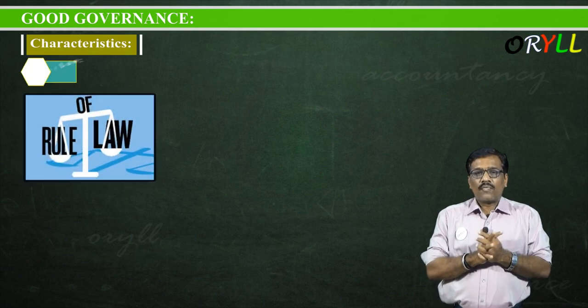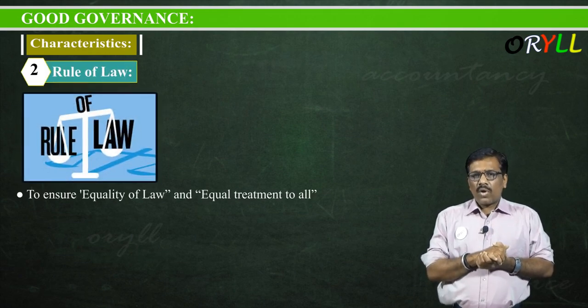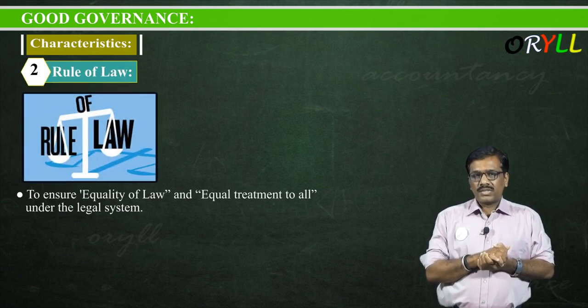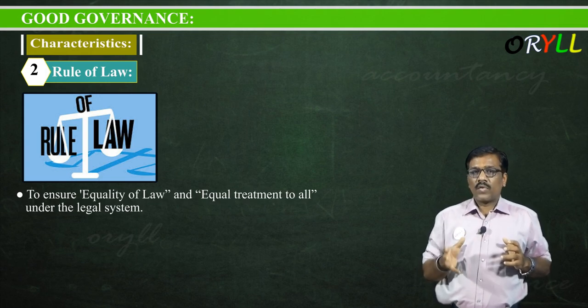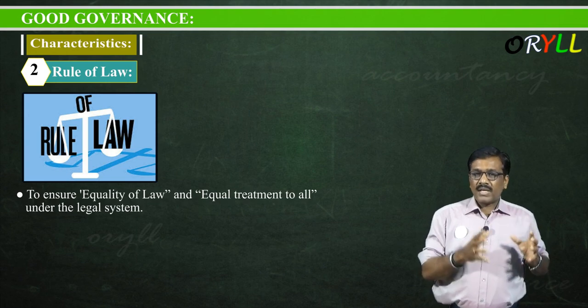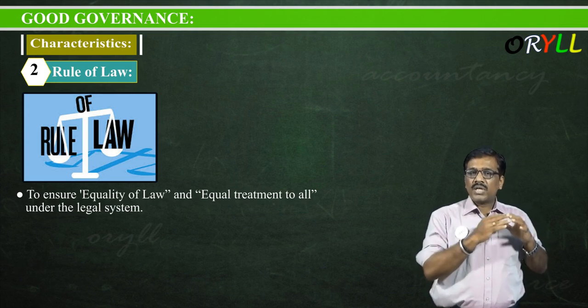And next is the rule of law. To ensure equality of law and equal treatment to all under the legal system. See, these are the characteristics of good governance. You should also have a rule of law and equality of law. That means for any crime or any offense, you should treat everyone equally.